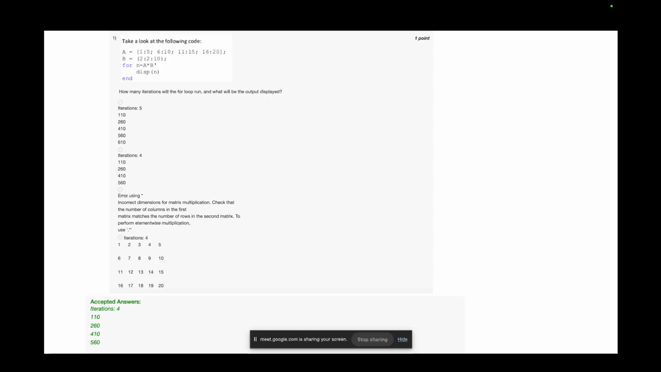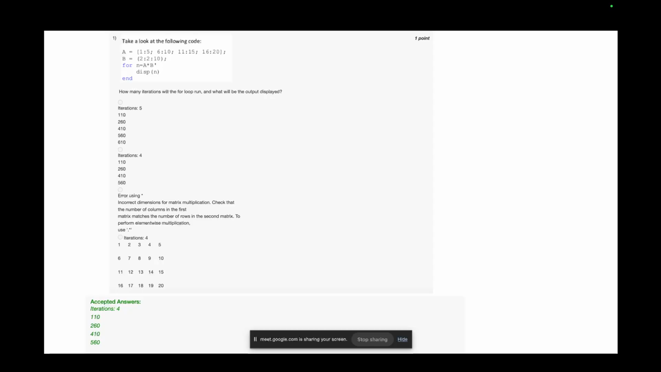What your B matrix is, it's basically an array which starts from 2, ends at 10, and there is an increment of 2. So your B will be 2, 4, 6, 8, 10. So it's a 1 cross 5 matrix. So your A is a 4 cross 5, and your B is a 1 cross 5.